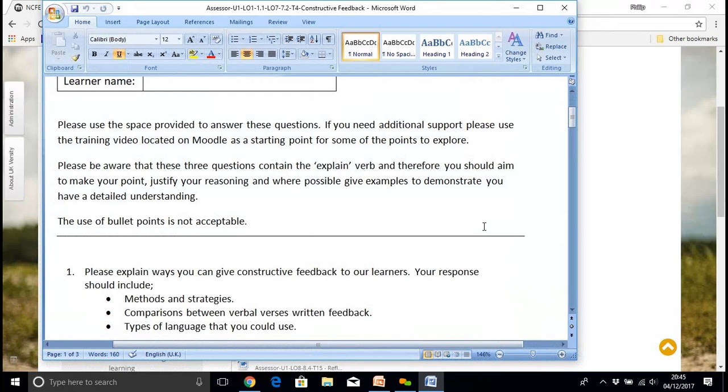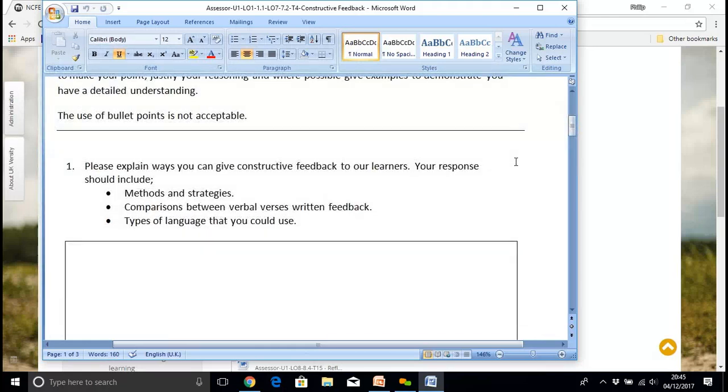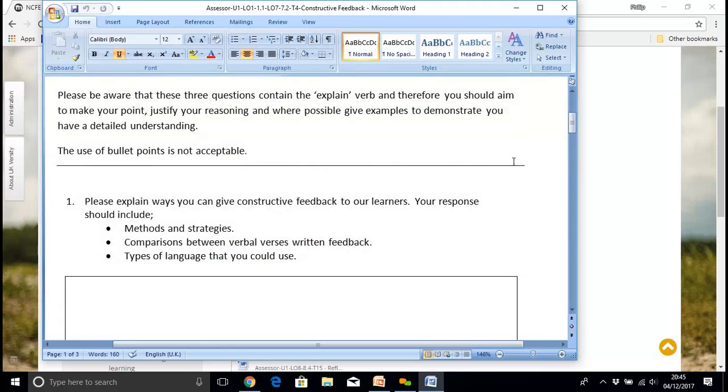Constructive feedback. Use the space provided, answer the questions you need in addition to support, use the training video that's located on Moodle as a starting point for some of the process points to explore. Please be aware that these 3 questions contain the explain verb, so you should aim to make a specific point, justify your reasoning, or where possible, give examples to demonstrate you have a detailed understanding. Bullet points and quick answers are not a response. You need detail to show your understanding of this process.